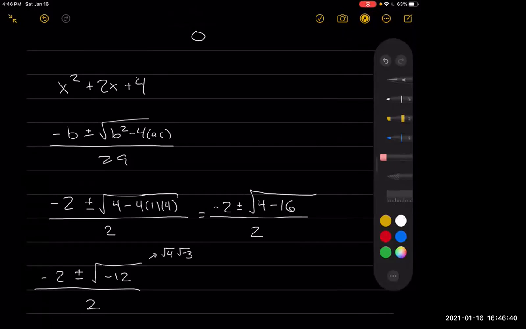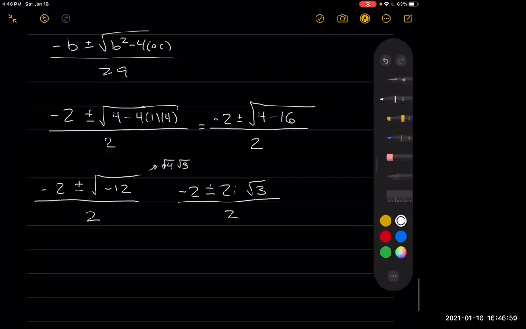So negative 12 I will rewrite as the square root of 4 times the square root of negative 3. Actually, no, I'm going to choose negative 4 and the square root of 3. So there's a little secret negative there. So we're going to rewrite as negative 2 plus or minus 2i times the square root of 3 over 2. So our actual zero is negative 1 plus or minus the square root of 3 i. So this is our zero. So this is a complex zero.